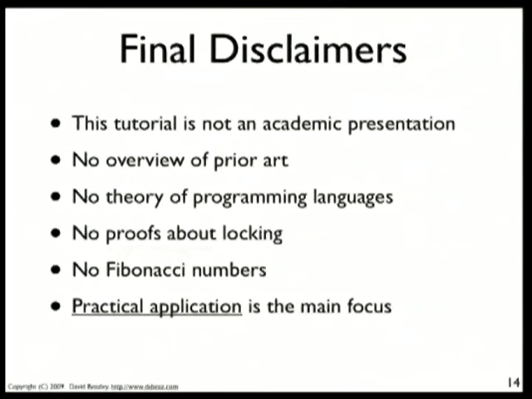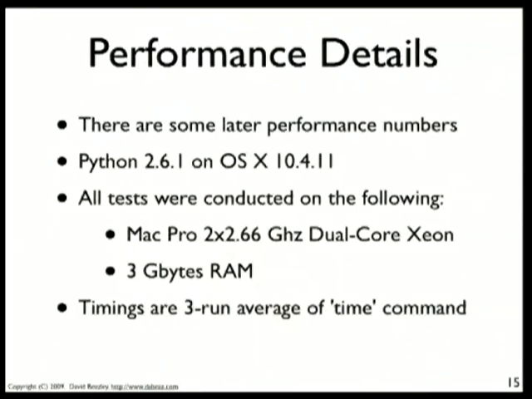And then the final disclaimers. This is not meant to be an academic presentation on coroutines. I mean, we could go down a certain direction with this that would just be tons of programming language theory and looking at prior art. Not going to do that. There's not going to be any proofs. There's not going to be any Fibonacci numbers. Mainly the focus here is on practical things that you can do with this.